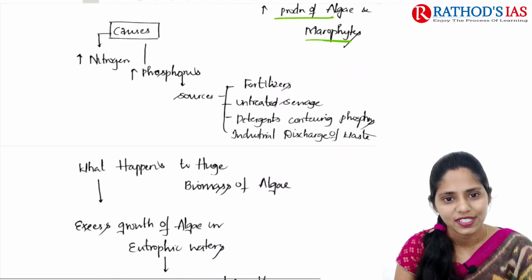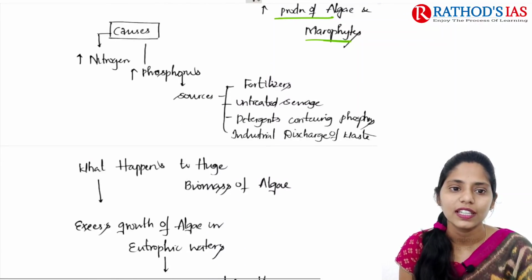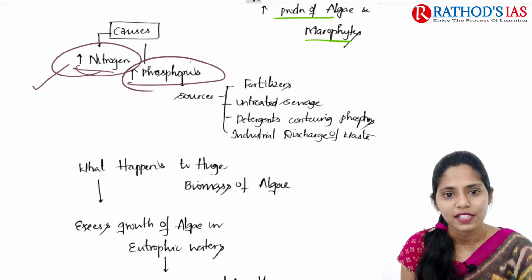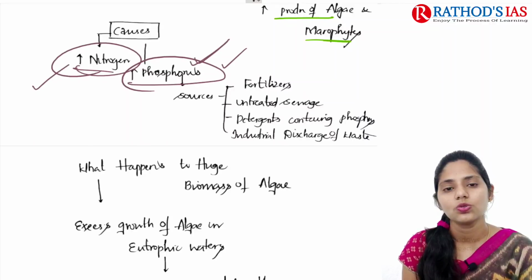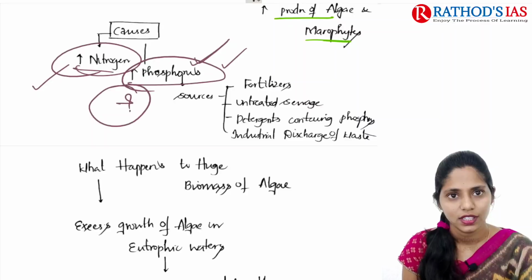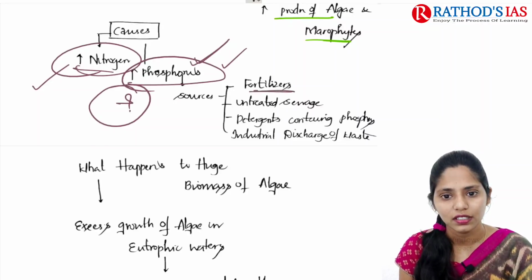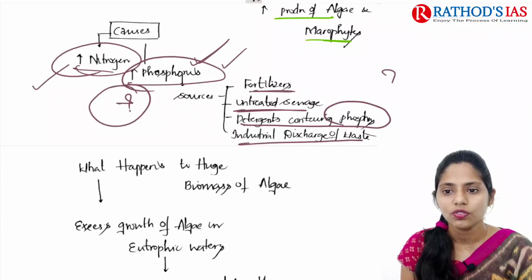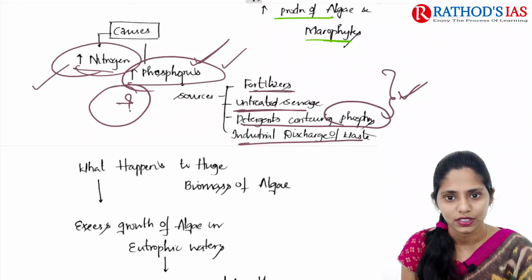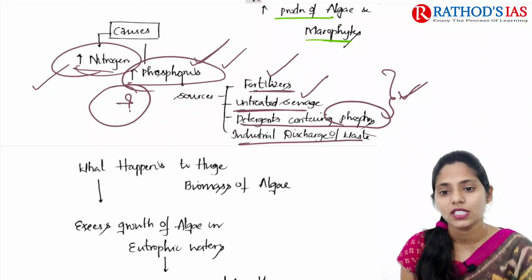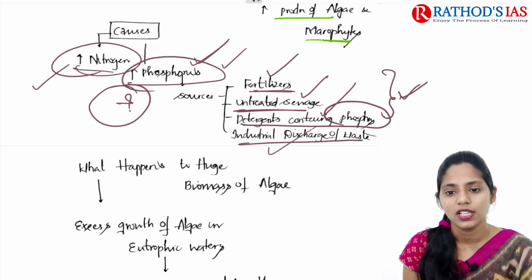What might be the causes? The causes include an increase in nitrogen as well as an increase in phosphorus. Due to the increase in nitrogen and phosphorus, this will lead to eutrophication. Which are the primary sources of this phosphorus? The primary sources include fertilizers, untreated sewage, detergents containing phosphorus, and industrial discharge of waste. These are 4 important sources of phosphorus.